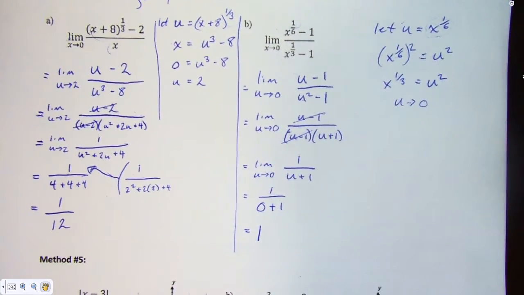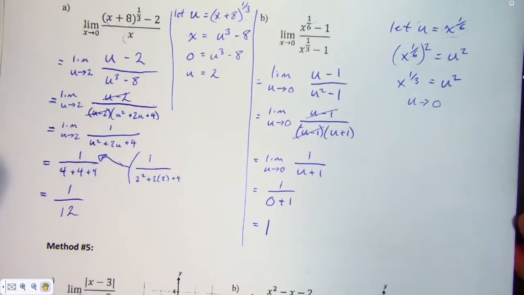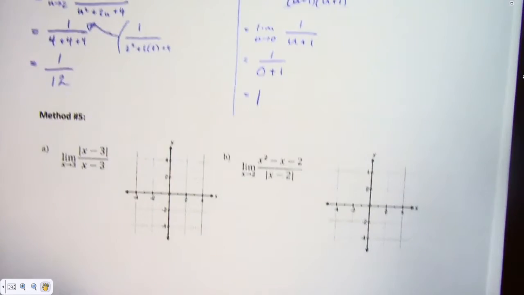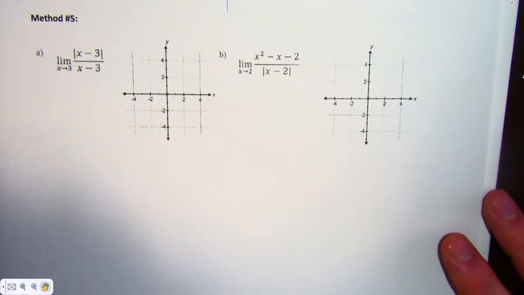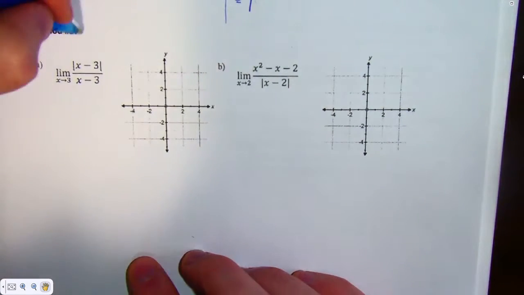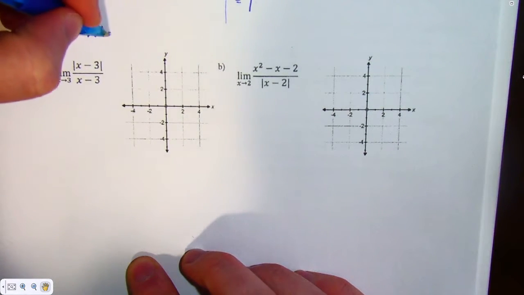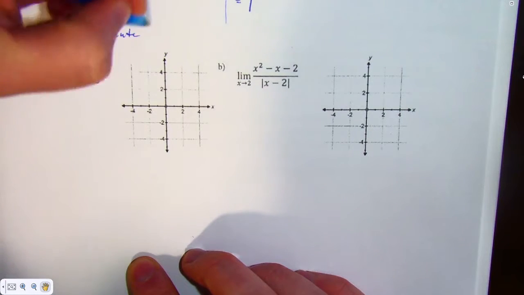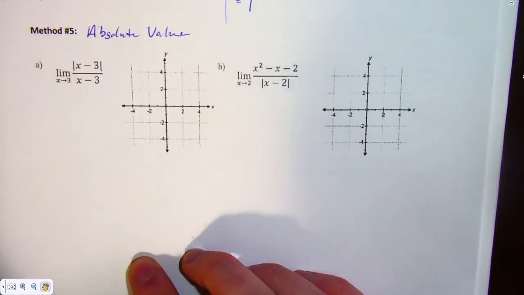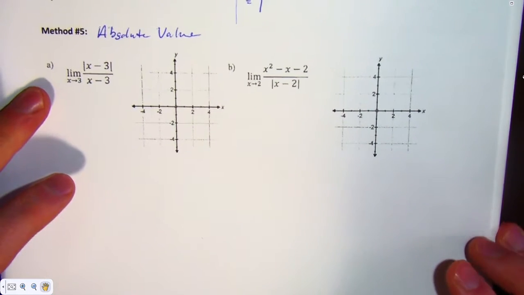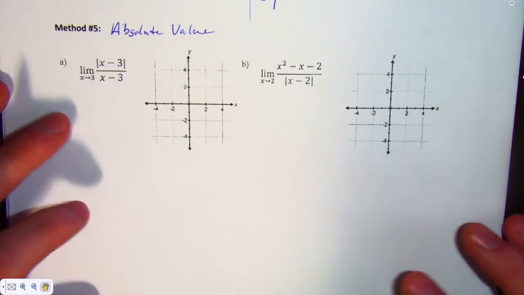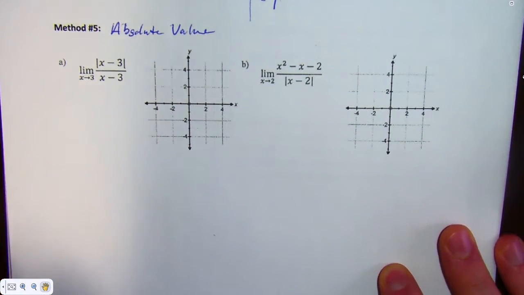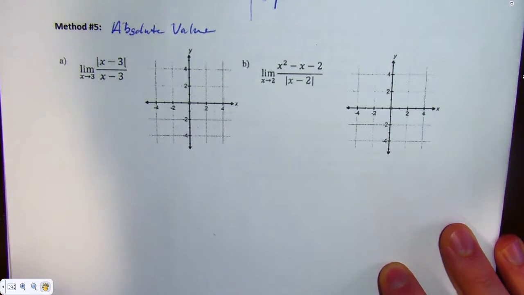But this next one doesn't come up nearly as often. It's probably one of the least common, which is good because it is also a little bit tricky. So these are absolute value ones. And the way these work is you're just going to have to go back to what we talked about in the 1.2 video, where we talked about doing left side limits and right side limits.